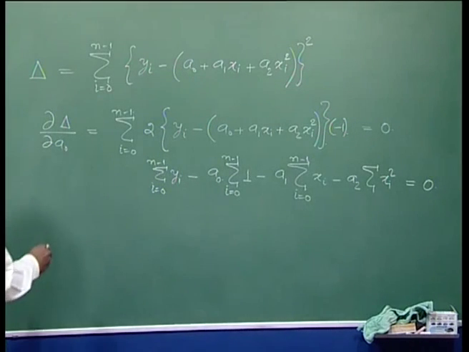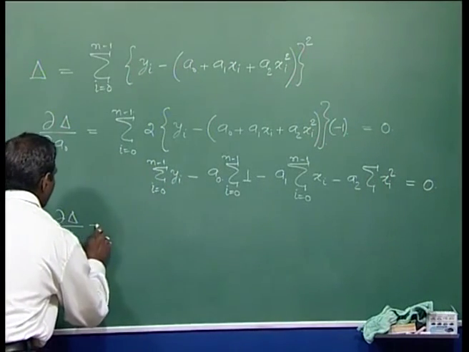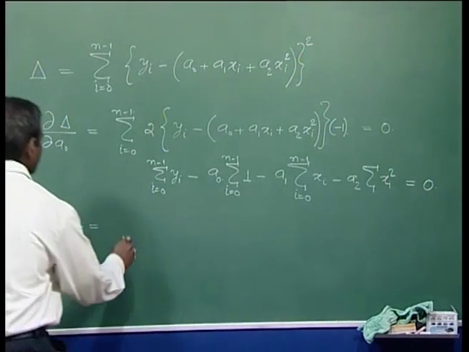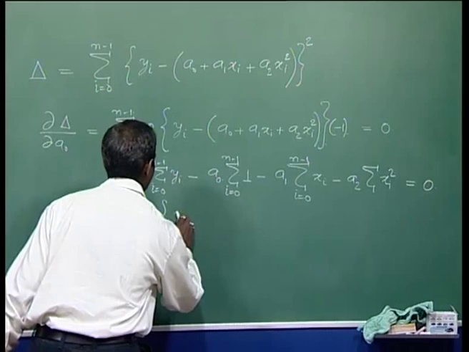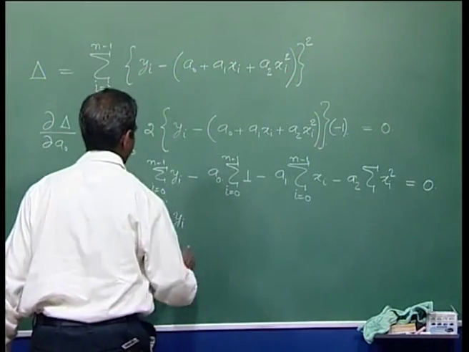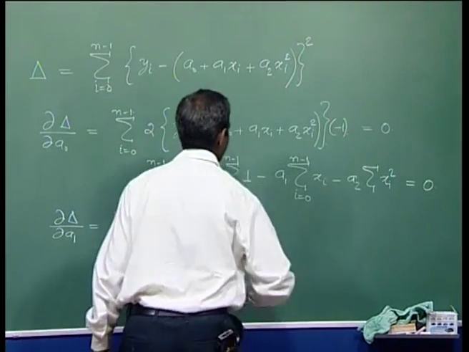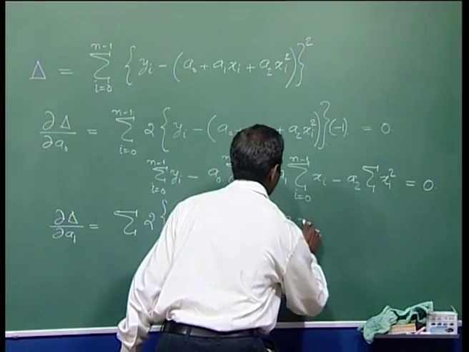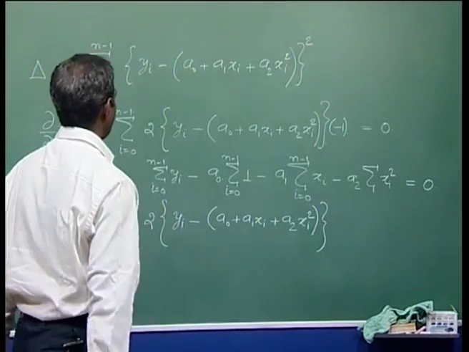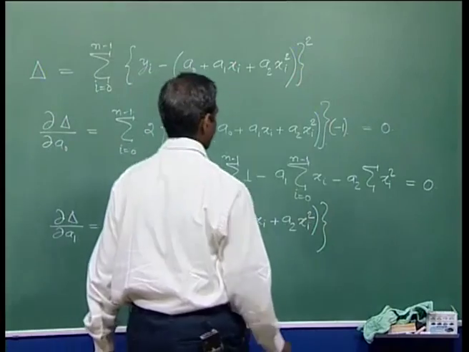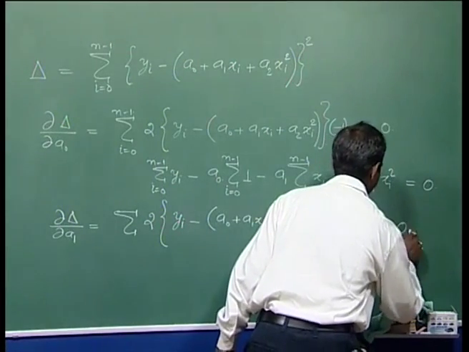One can compute partial delta over partial A1 in a similar fashion as summation 2 times yi minus A0 plus A1 xi plus A2 xi squared, times minus xi, and this will be equal to 0.